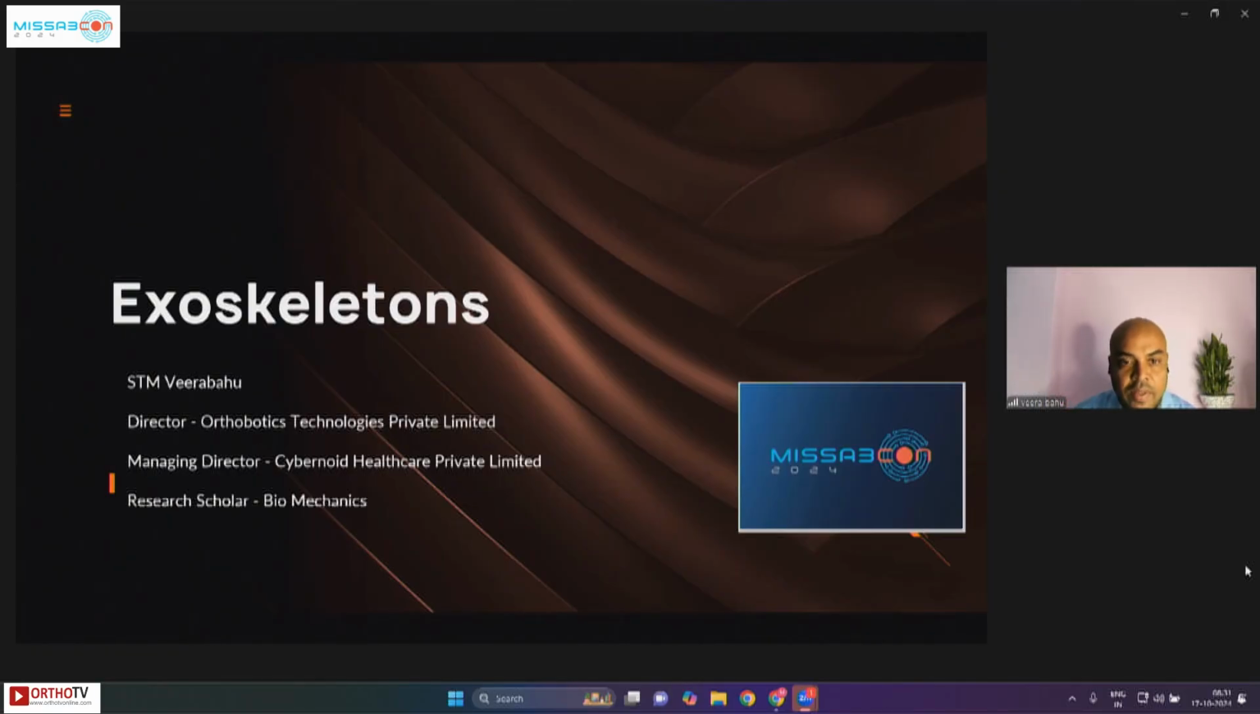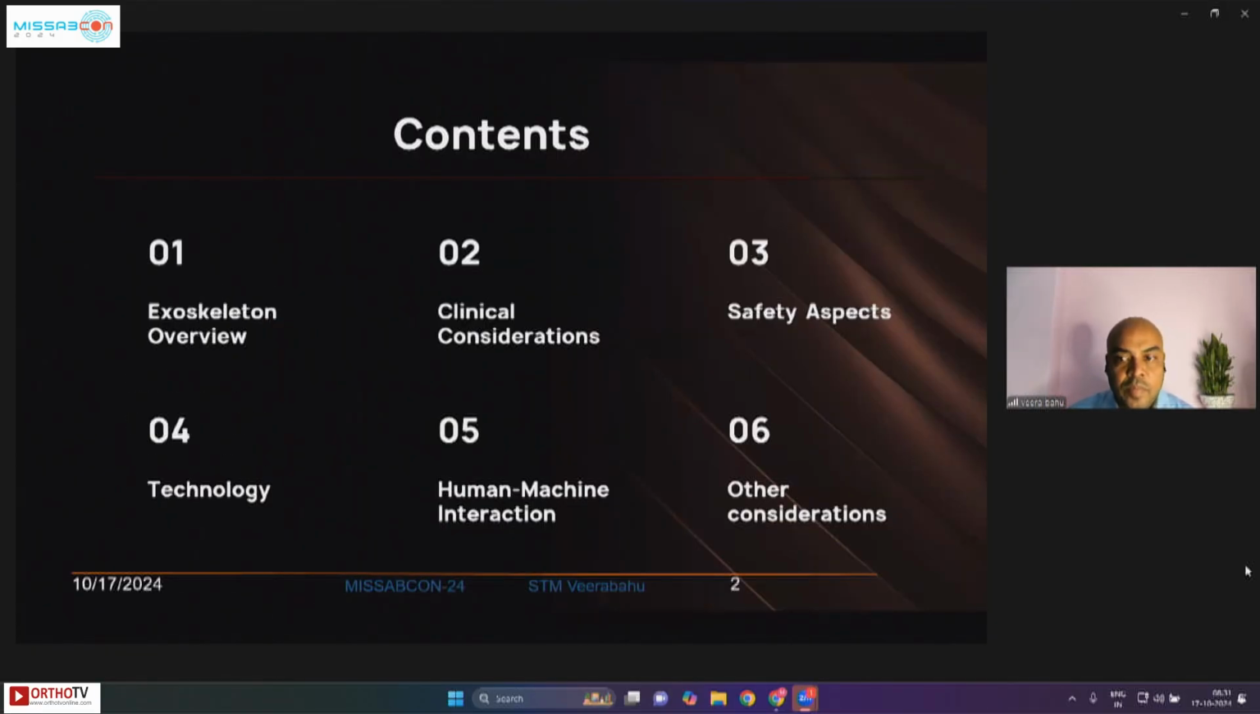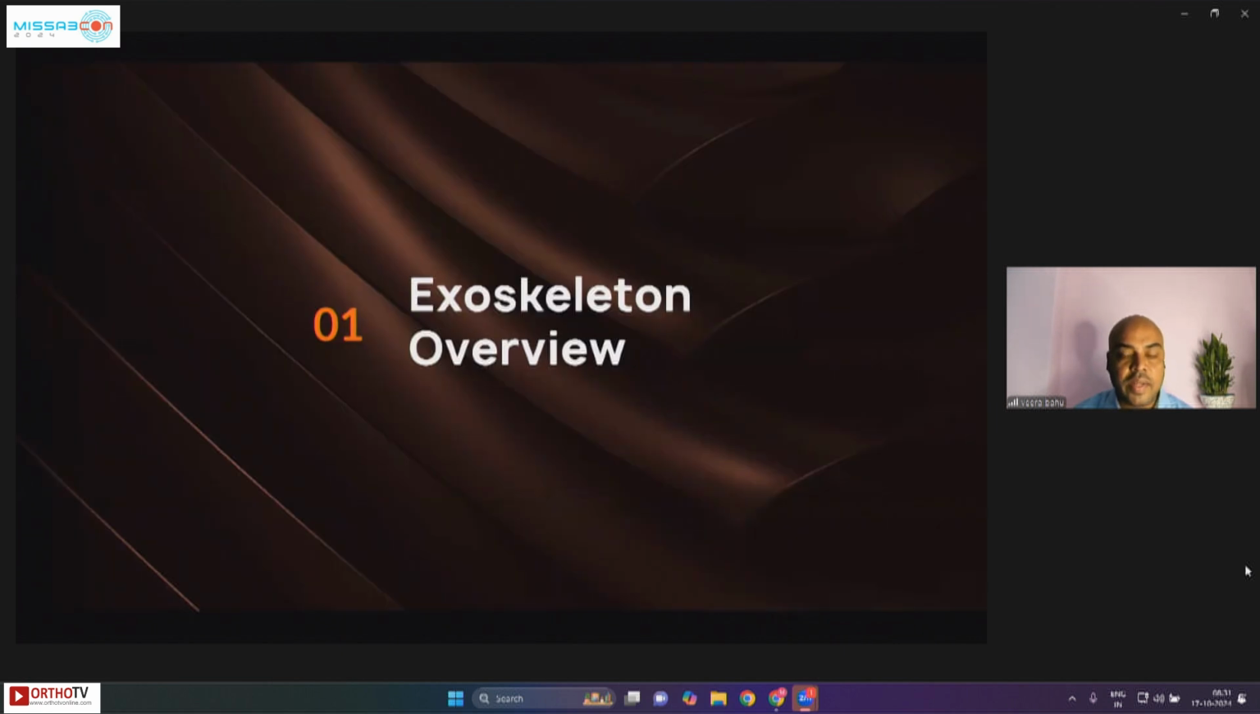So let me start with the basic contents for today. I would be starting with exoskeleton overviews, as the previous speaker also spoke. I would talk into little clinical considerations for these exoskeletons, safety factors that have to be considered, the basic technologies, and the human interface, and any other considerations that should be given into the system for designing the system.